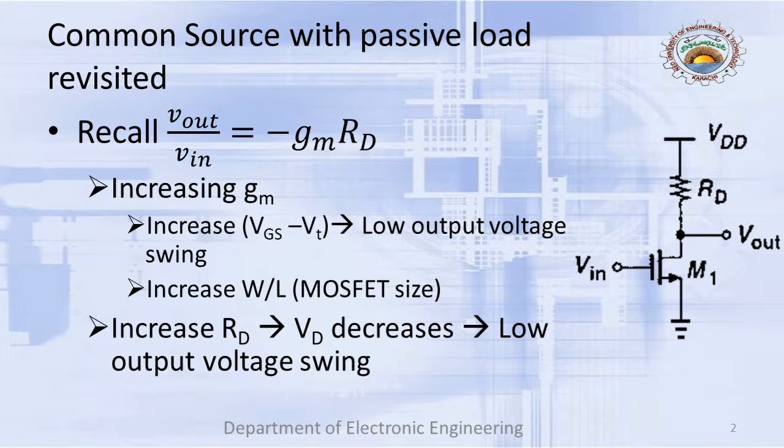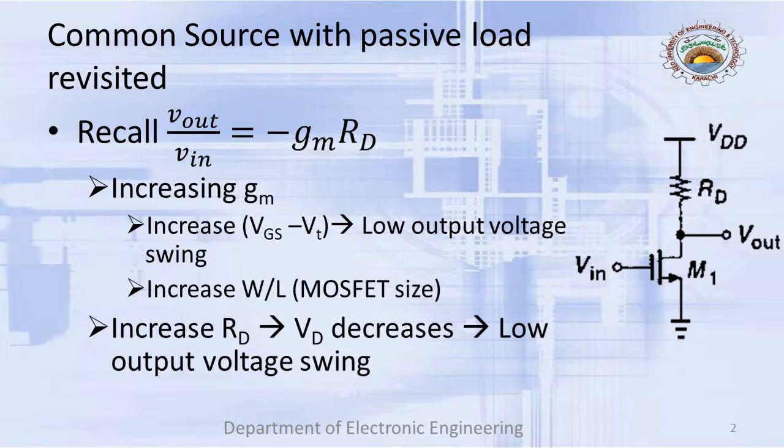Another way is to increase the size of the transistor, since the transconductance is a factor of the size of the transistor, the W by L ratio. So this is one possibility, and in MOSFETs, especially for integrated circuit design of a current source, this is a possibility. However, it has its own issues because it's not always possible to increase the size of the transistors indefinitely. You will be occupying more chip real estate.